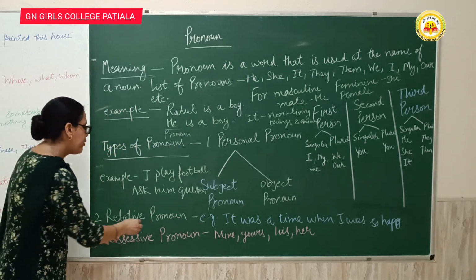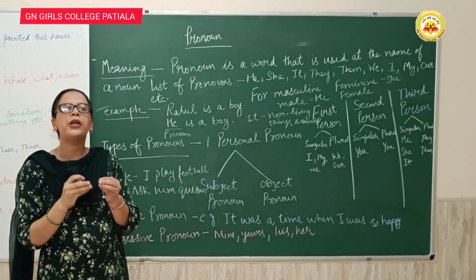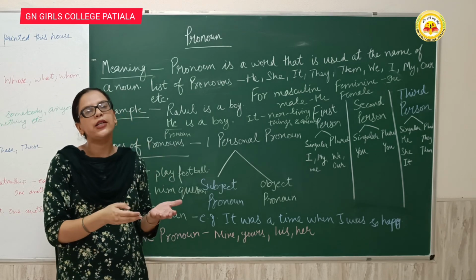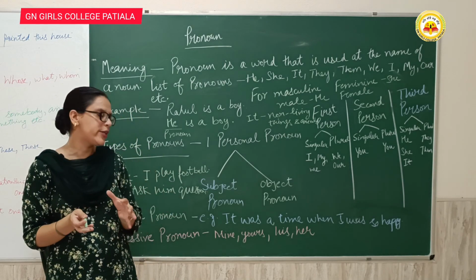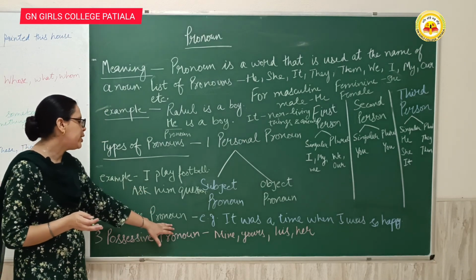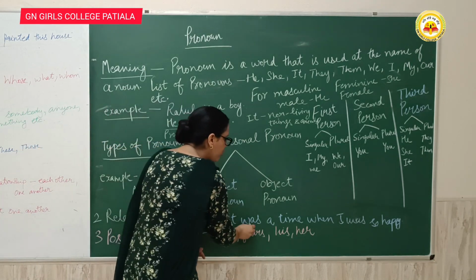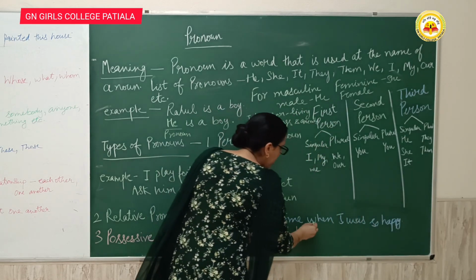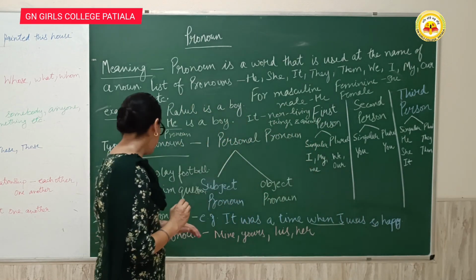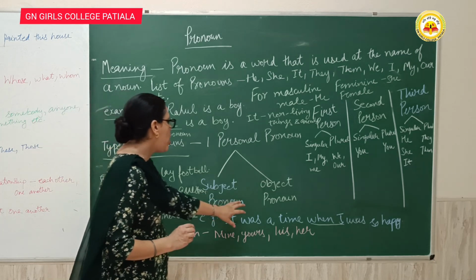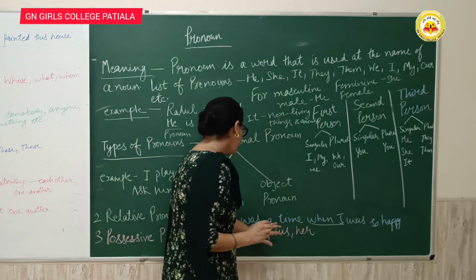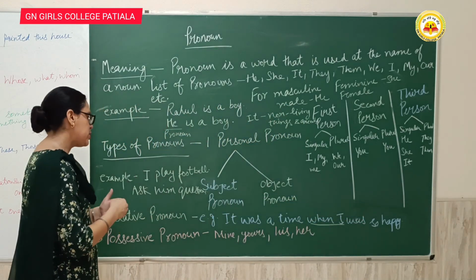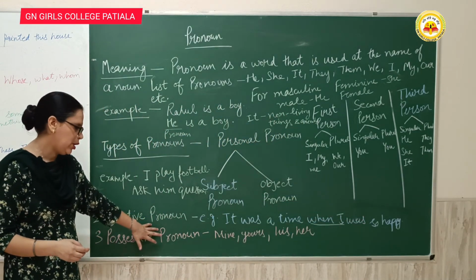So second is the relative pronoun. A relative pronoun is a pronoun that relates one sentence to another sentence, meaning it correlates two sentences. Example: it was a time when I was so happy. Here, when I is a relative pronoun, because it relates one sentence to another, and I here is a pronoun, so this is called a relative pronoun.